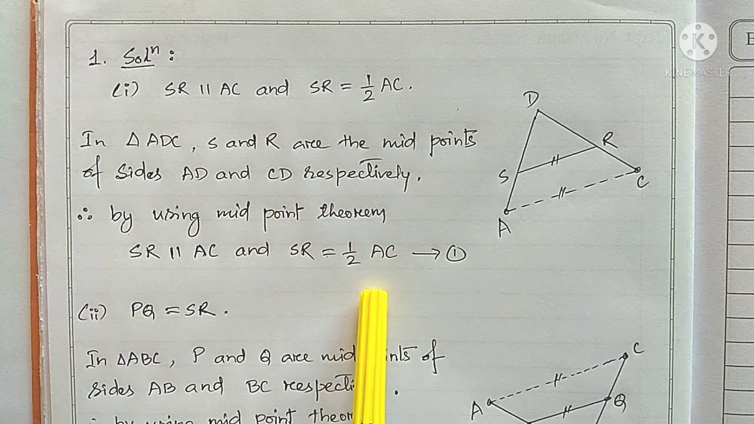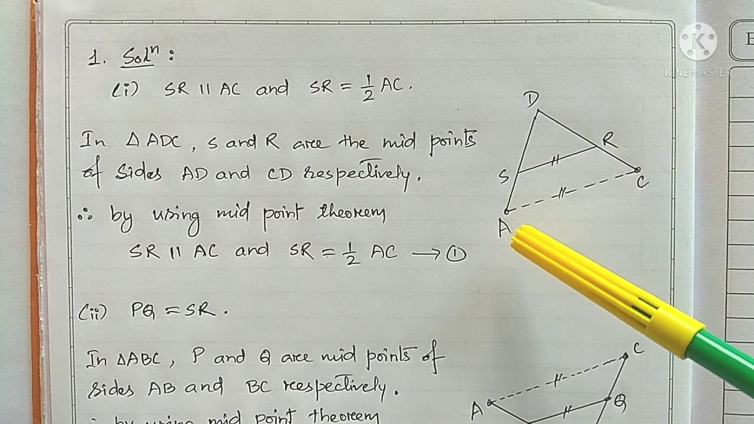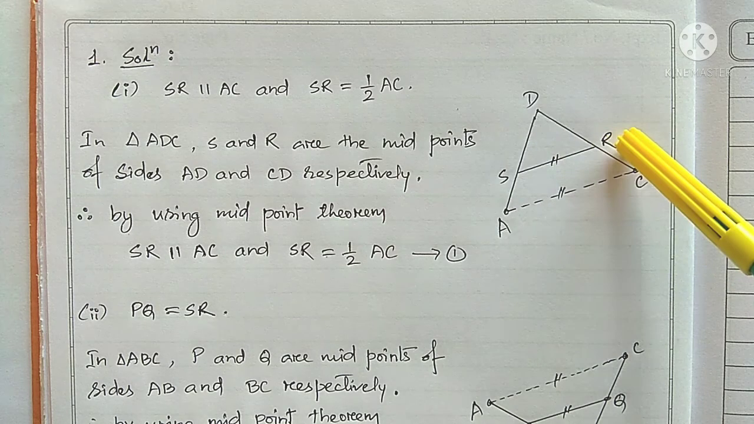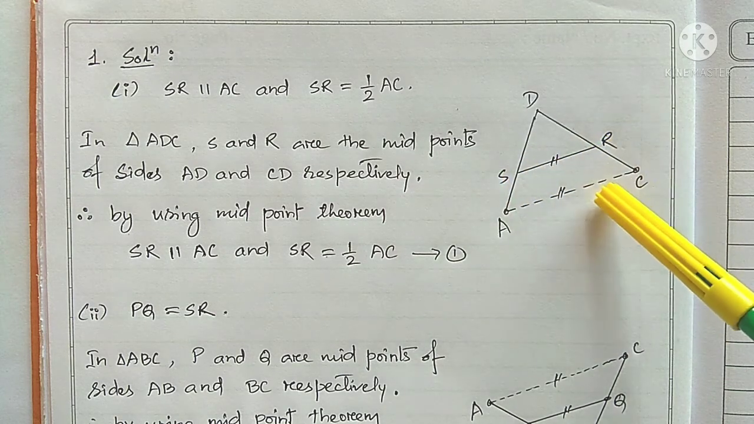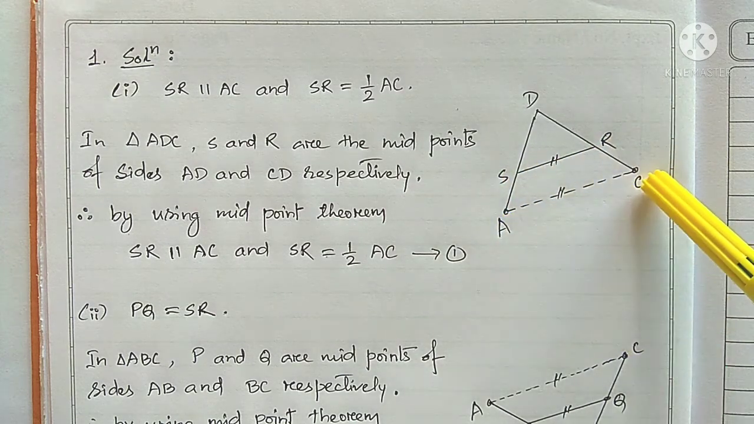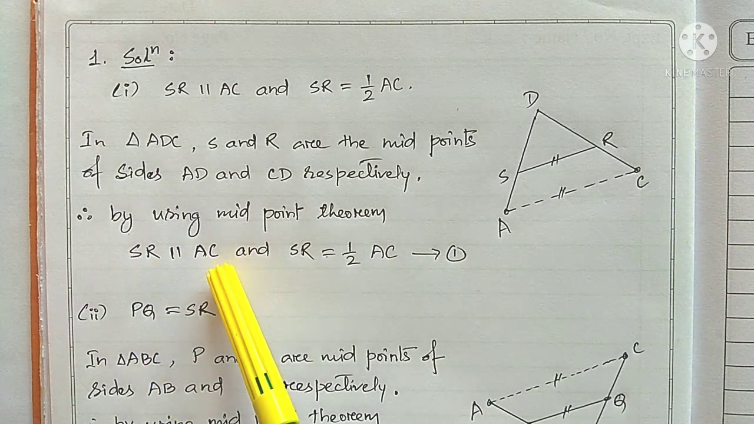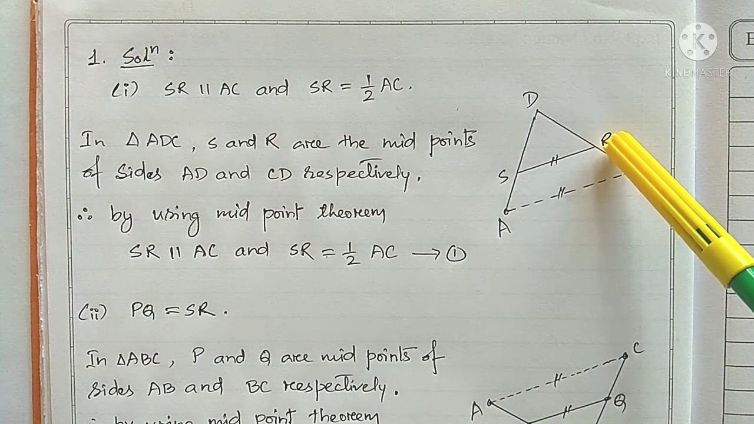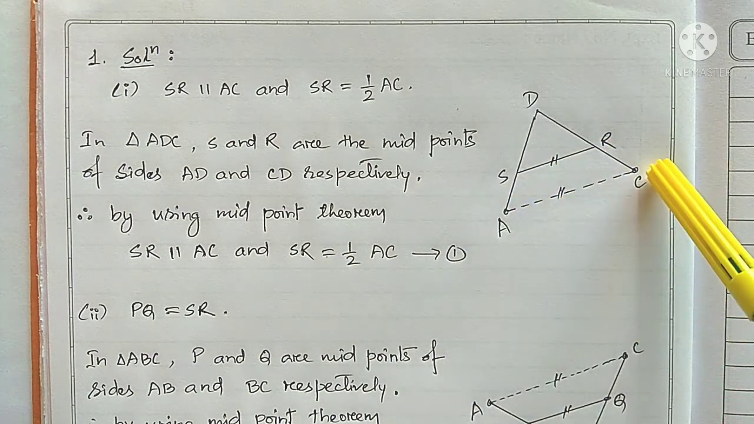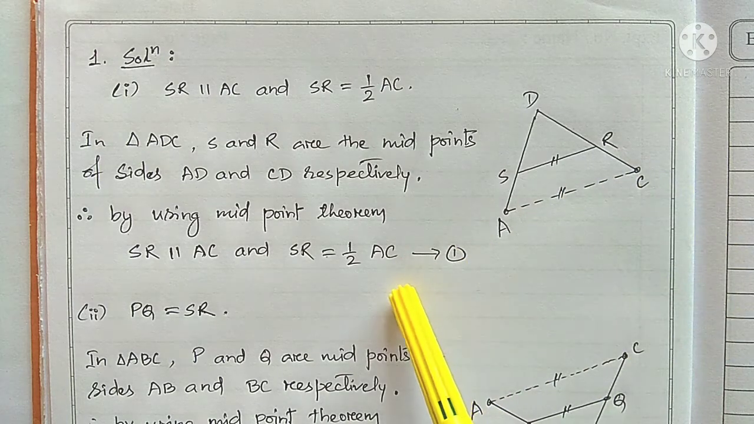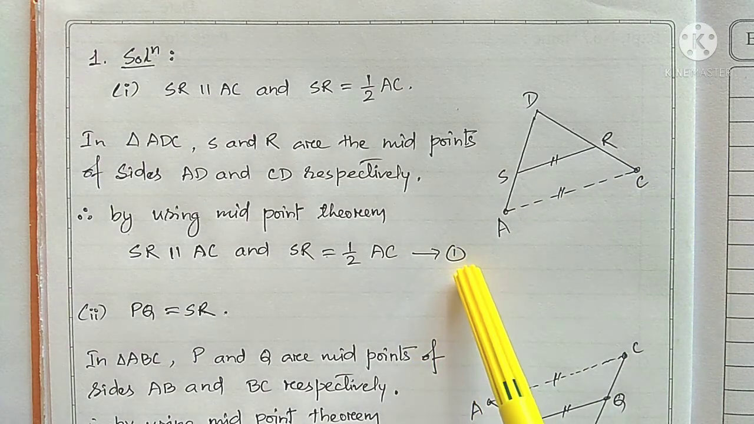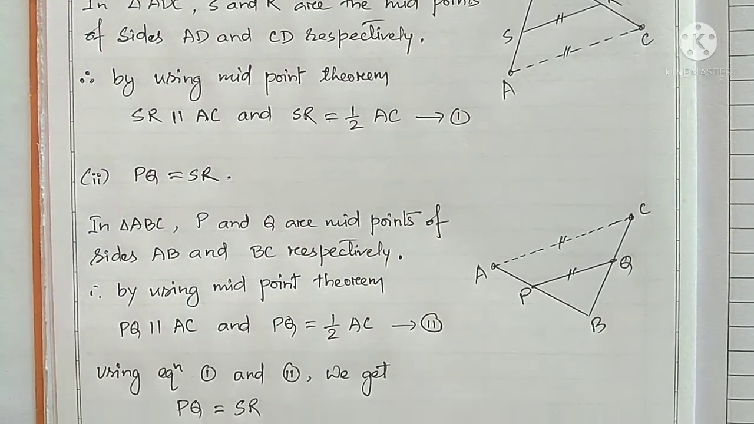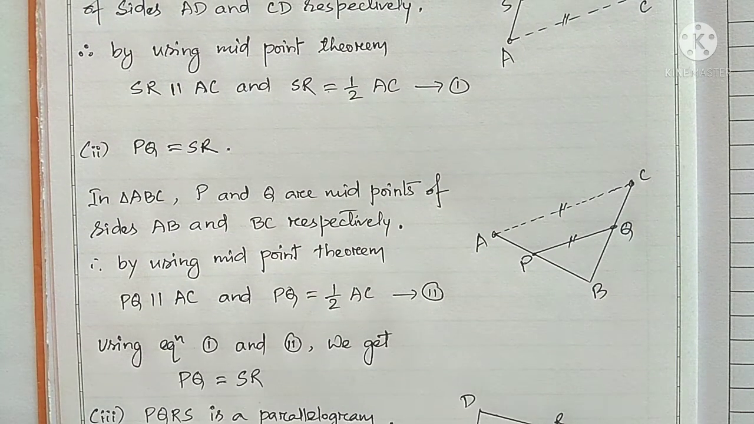Did all of you understand this? Understood or not? In triangle ADC we consider S and R the midpoints. If we join the midpoints, this line is always parallel to the third side. Third side is AC, so we write SR parallel to AC. And according to our midpoint theorem, this SR is always equal to half of the third side, that means AC. This one we write, and we put it as equation number 1. Is it clear? Okay. Now the second proof: we need PQ equal to SR.